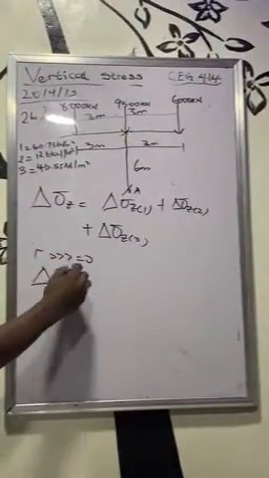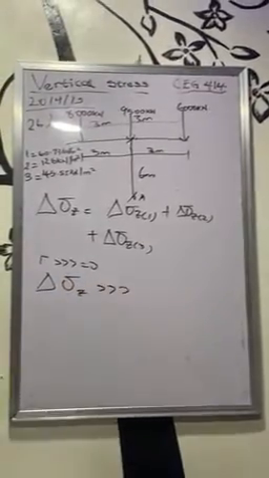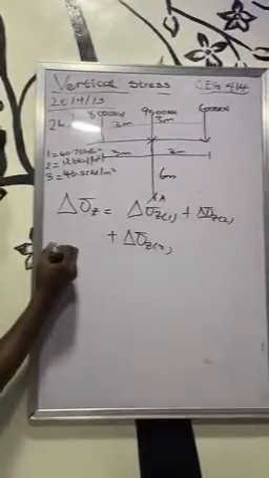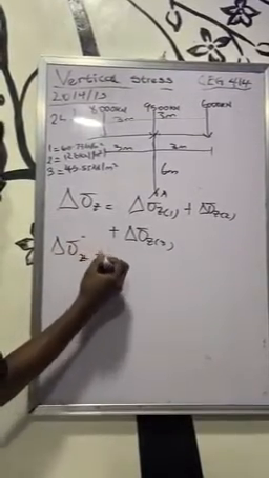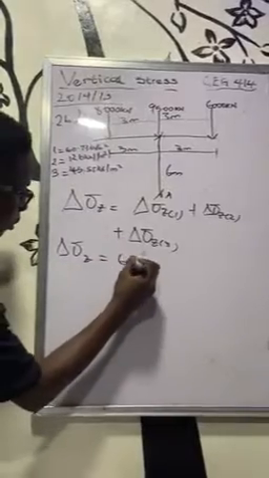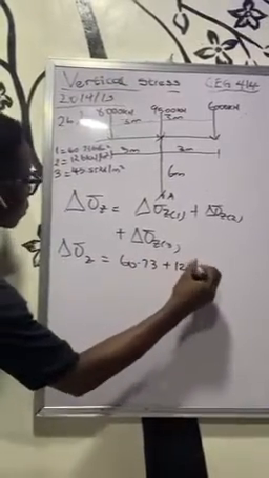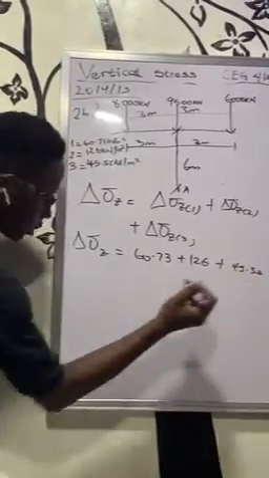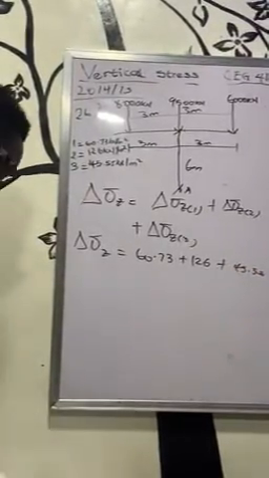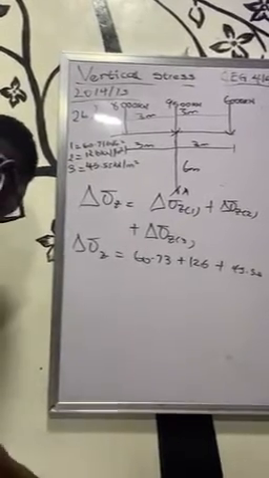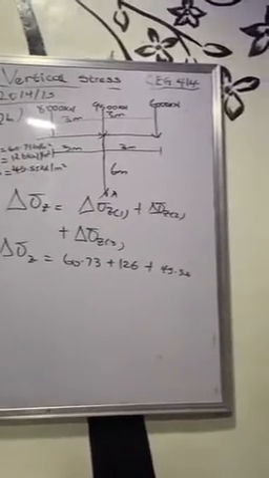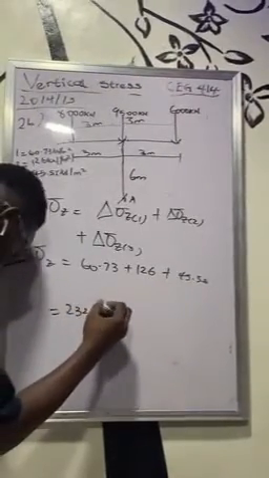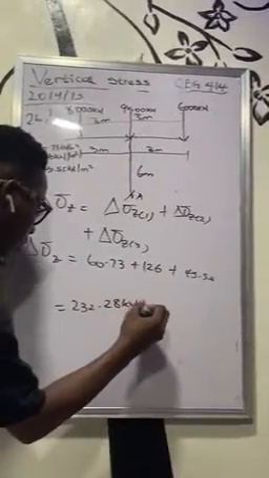The greater your vertical stress is, the D. So to get our total vertical stress from these 3 forces, I'm just going to be adding these 3 together. The first one is 60.73, the second is 126, and the third is 45.55. So when you do the arithmetic, you should get something like 232.28 kilonewton per meter square.